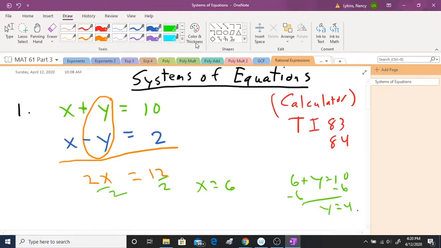So that means if we actually graph this, (6, 4) would be my point that both these equations would meet at, or they would intersect. Now this 6 and 4, 6 plus 4 is 10, 6 minus 4 is 2. These have to work on both equations.